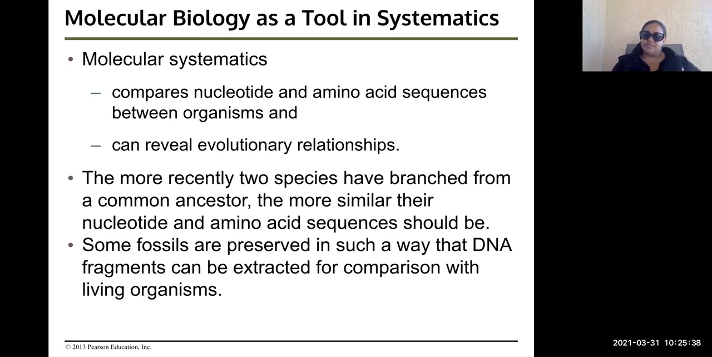Molecular biology. Molecular systematics compares nucleotide and amino acid sequences between organisms and can reveal evolutionary relationships. Like I said, this is one of the newer fields of study because we find out so much about DNA every year. The more recently two species have branched from a common ancestor, the more similar their nucleotide and amino acid sequences should be. Some fossils are preserved in such a way that DNA fragments can be extracted for comparison with living organisms.